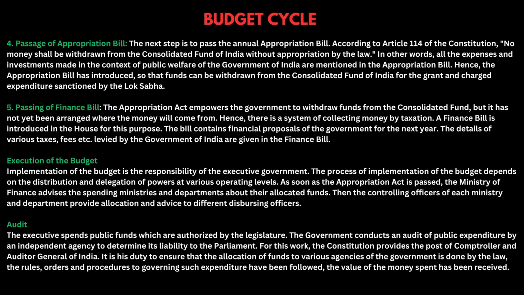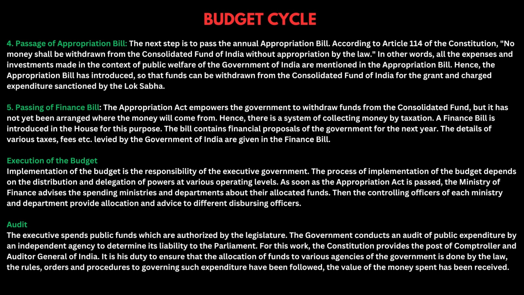4. Passage of Appropriation Bill. The next step is to pass the Annual Appropriation Bill. According to Article 114 of the Constitution, no money shall be withdrawn from the Consolidated Fund of India without appropriation by the law. In other words, all the expenses and investments made in the context of public welfare of the Government of India are mentioned in the Appropriation Bill. Hence, the Appropriation Bill is introduced so that funds can be withdrawn from the Consolidated Fund of India for the grant and charge expenditure sanctioned by the Lok Sabha.